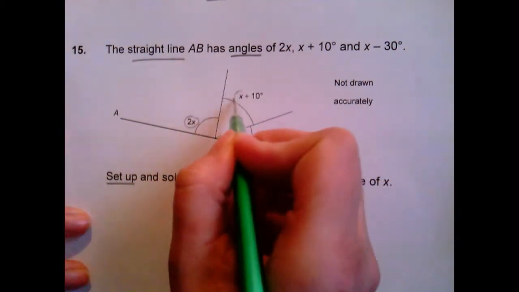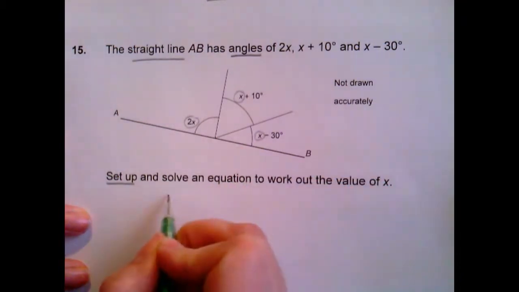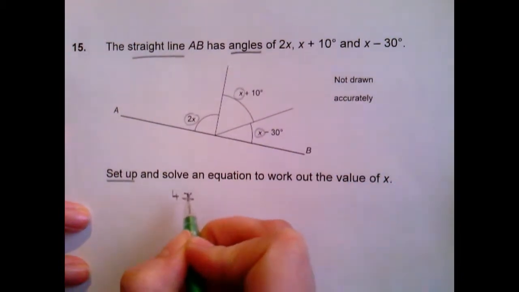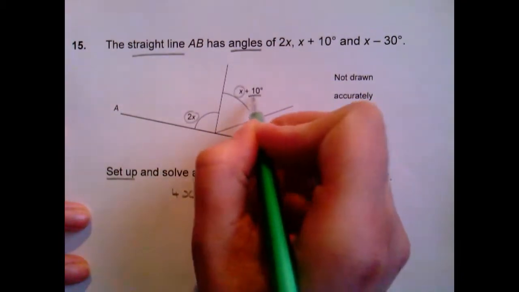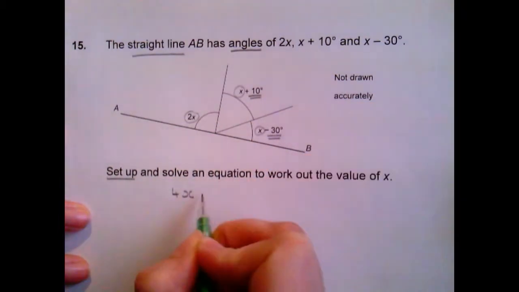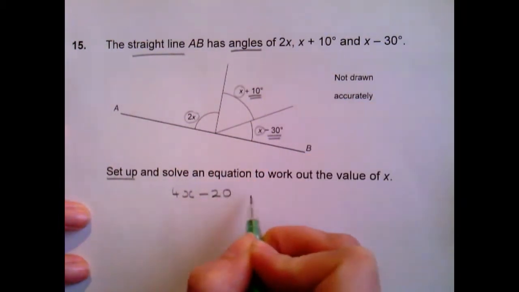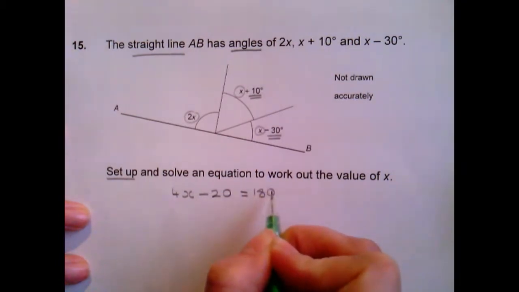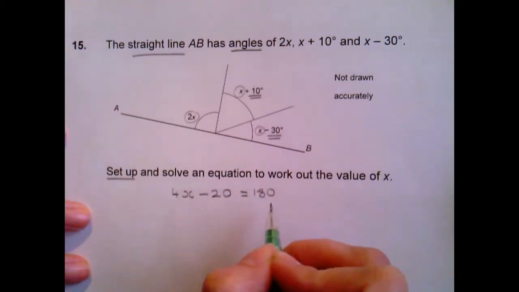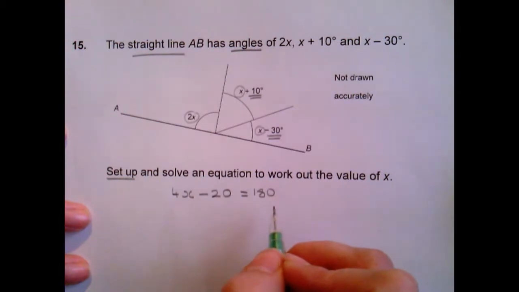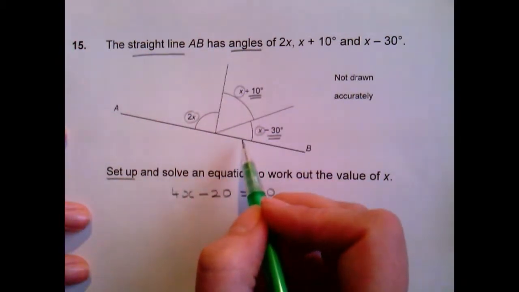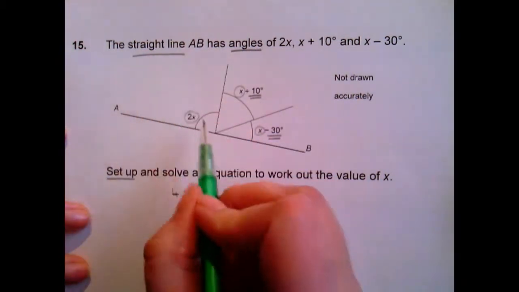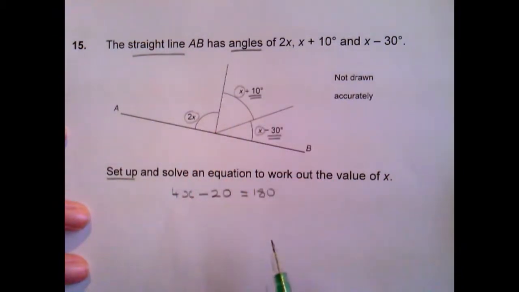So 2x plus another x is 4x. And then you've got 10 take away 30. That will get you negative 20, or take away 20, equals 180. So last time they told you the perimeter was equal to 27. This time they didn't tell you what it was equal to, because they would expect you to know that a straight line totals up to 180 degrees.